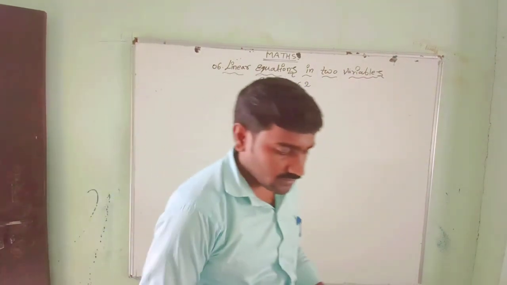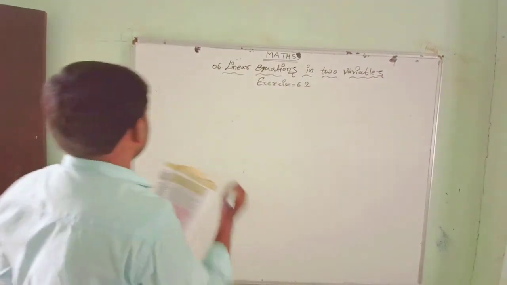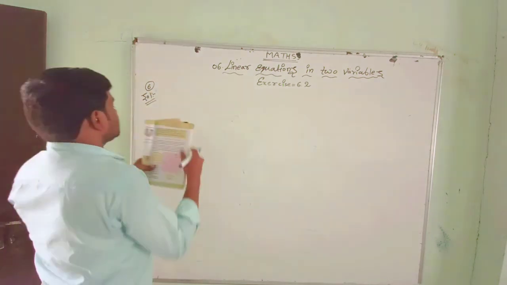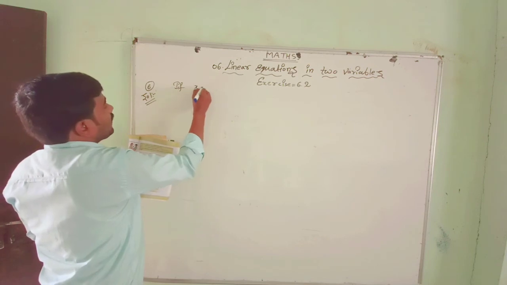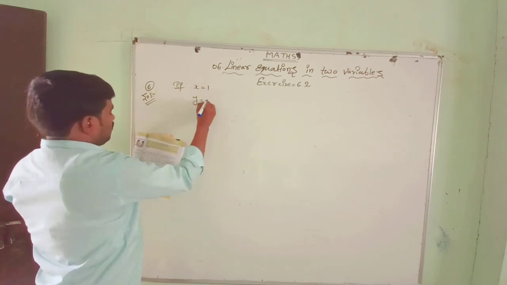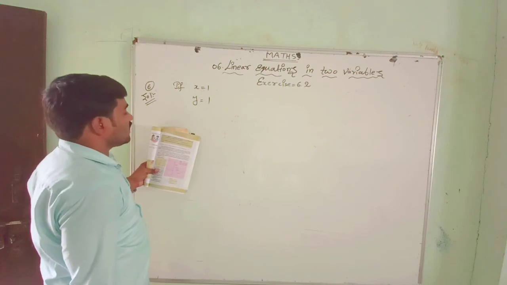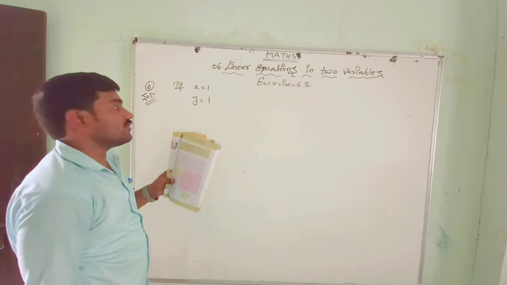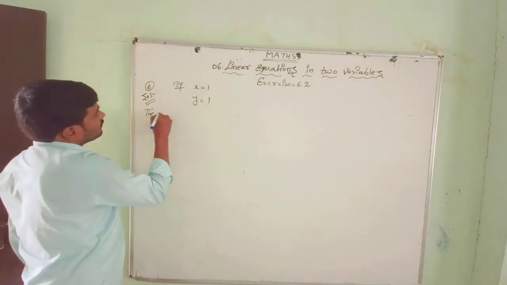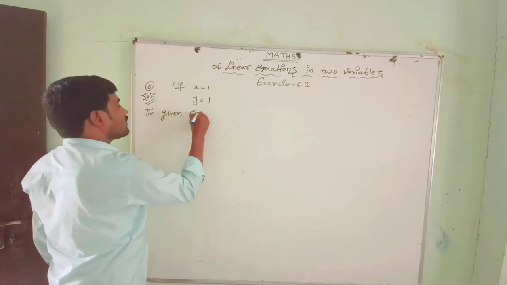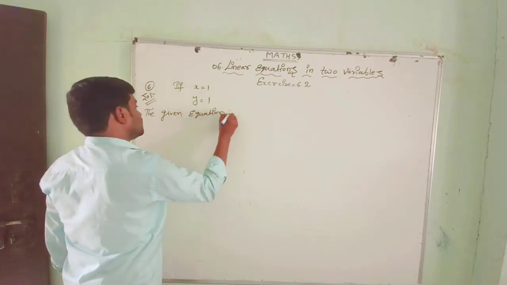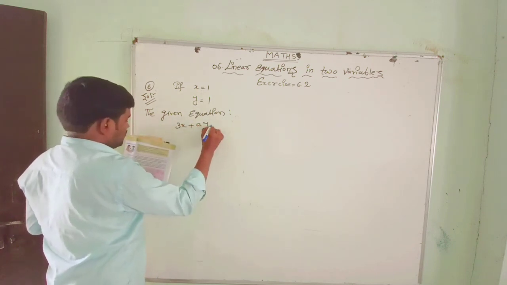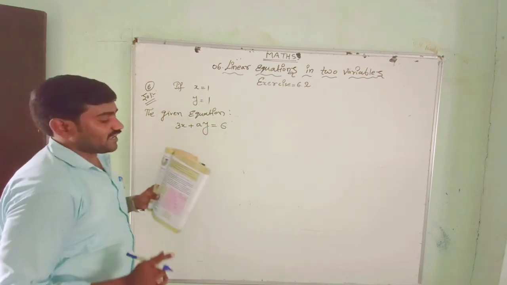Yes. Now, the 6th question, a very easy question. If x equal to 1 and y equal to also 1 is the solution of 3x plus ay equal to 6, then find the value of a. The given equation is 3x plus ay equal to 6. Here we need to find out the value of a.